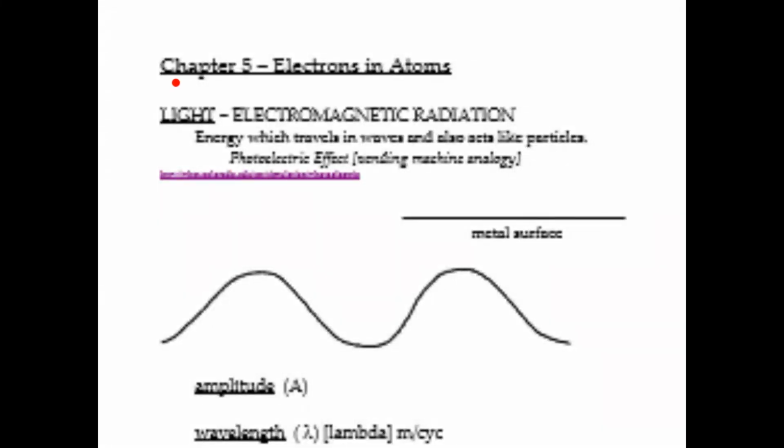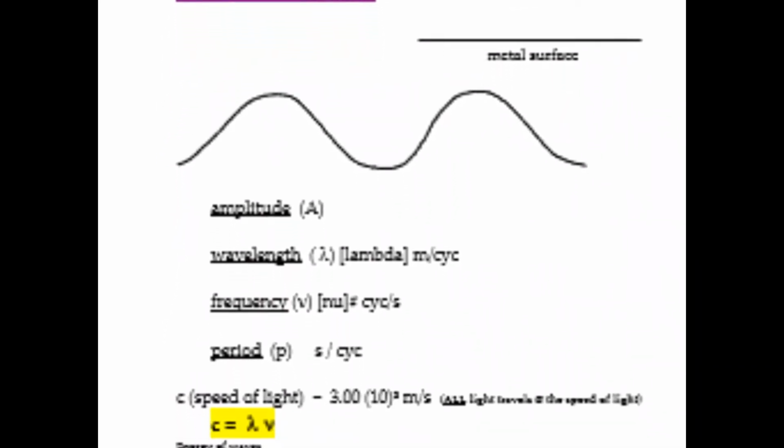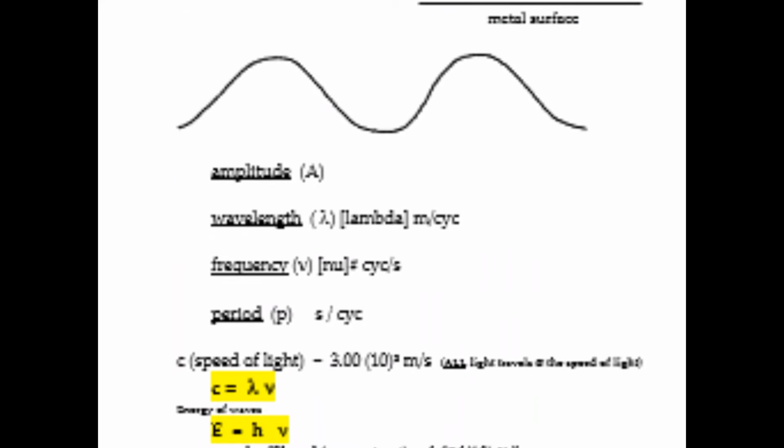Today we're on the Chapter 5 Chemistry 1 packet, and we're going to begin our discussion of electrons in atoms. We're going to begin by considering a wave, and all light travels in waves. So we're going to understand different parts of a wave.